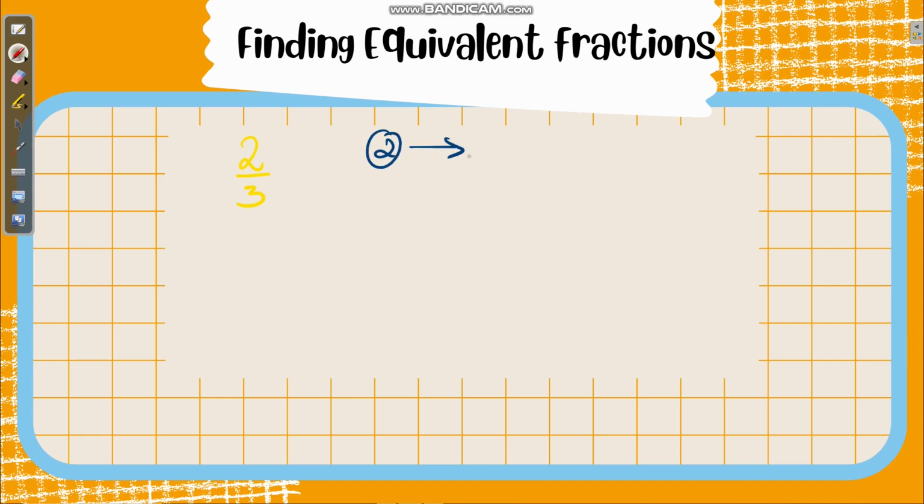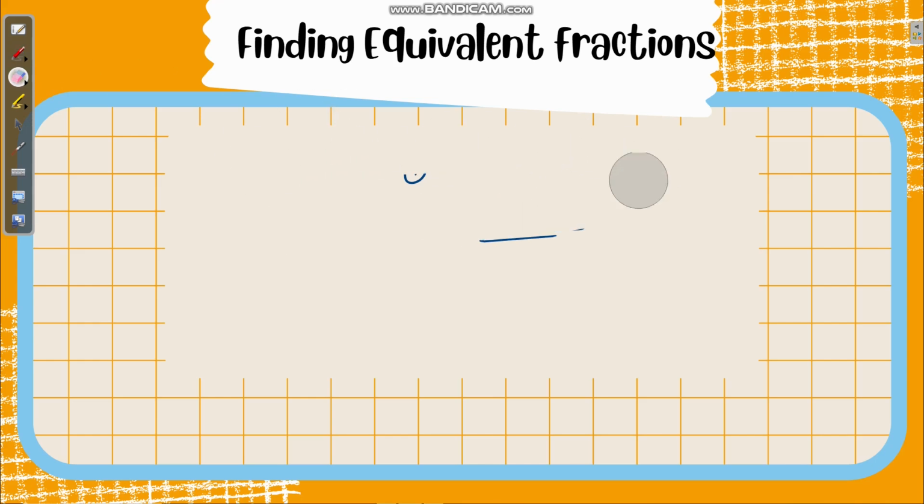The first way is to multiply. So multiply the numerator as well as the denominator with the same number. This is the first method. And the second method is to divide. Divide the numerator and the denominator with the same number.